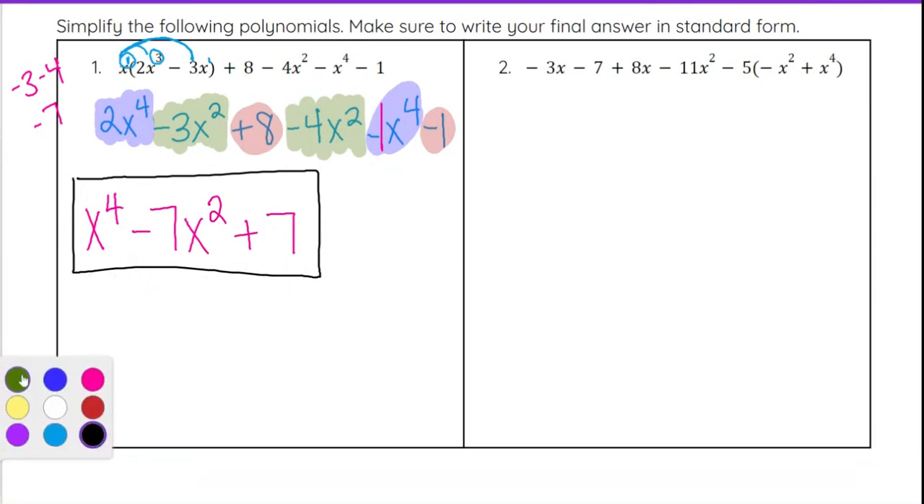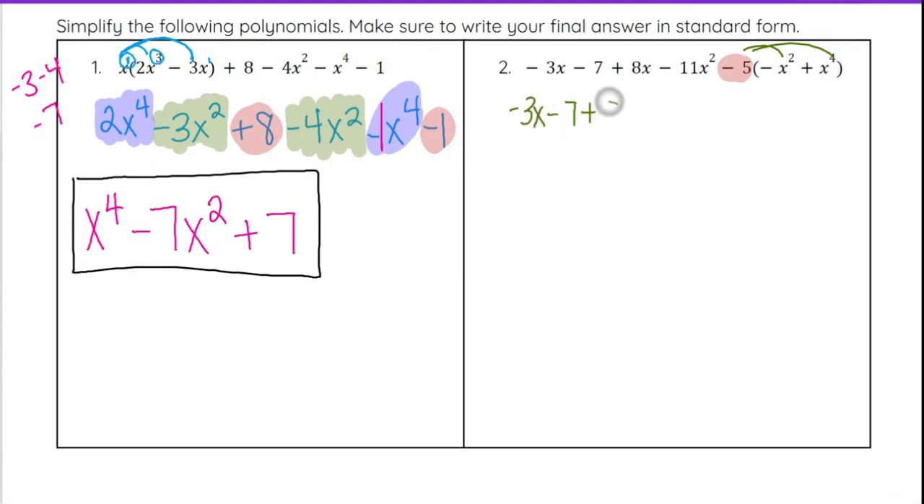On number 2, we have a similar problem, except notice that it's in a slightly different place in terms of the distribution. So this time we have this negative 5 that is being multiplied by everything in the parentheses. So each term in the parentheses gets multiplied by negative 5. Now the negative 3x minus 7 plus 8x minus 11x squared is going to stay the same. And then we just go ahead and distribute that negative 5.